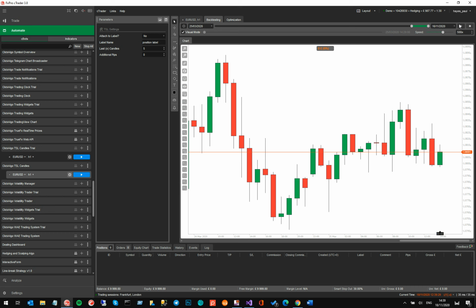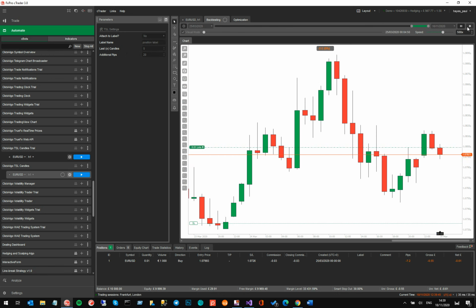Now, one thing I want to show you is one other feature on here, 2 features actually that you can read on our documentation. I'll show you in a minute. And that is that you can actually add additional pips. So if I added 20 pips and then started it, okay, now what it's done, it's actually set the stop loss on the lowest low of the last 5 candles, but it's added 20 pips. So it's given you even extra breathing space.